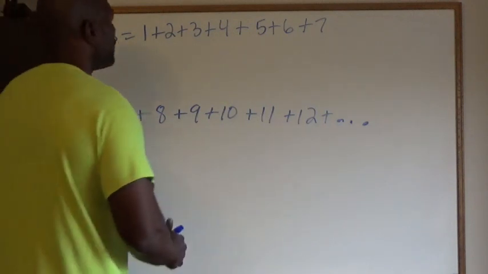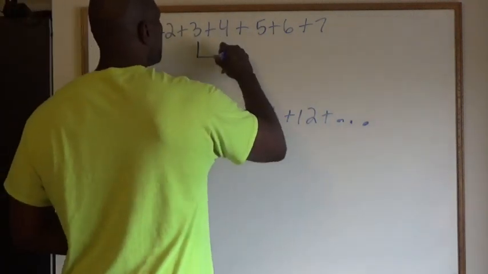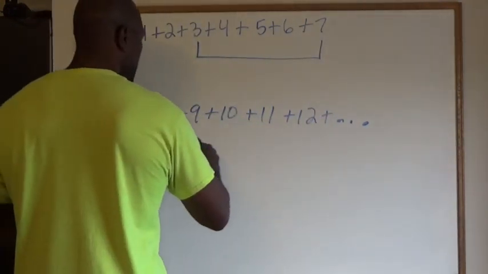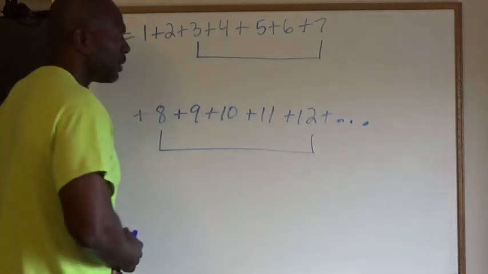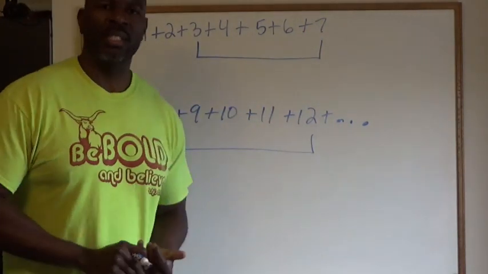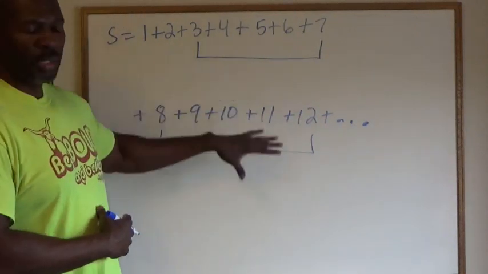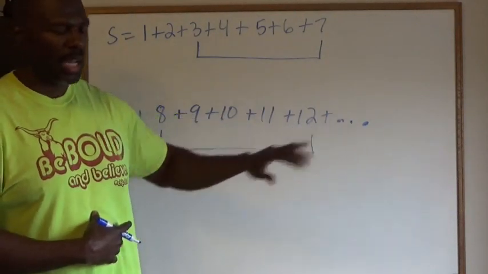So my first partition is going to go from 3 to 7, those 5 numbers, and then from 8 to 12, those 5 numbers. The next 5 will be from 13 to 17, but I'm not going to do that one. You can easily see from here, follow the pattern of what's going to happen.